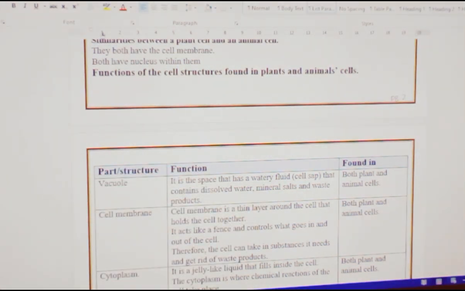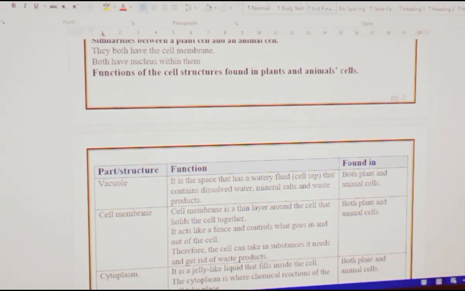Okay, vacuoles. A vacuole is a space that has watery fluid. It is a cell sac that contains dissolved water, mineral salts, and waste products. It is found in both plant and animal cells.